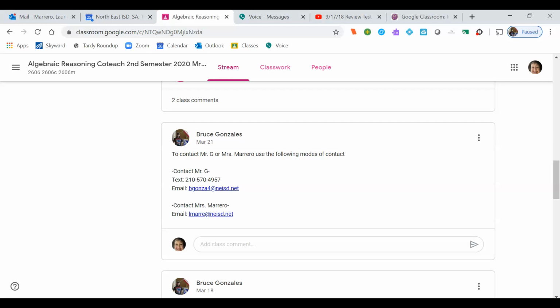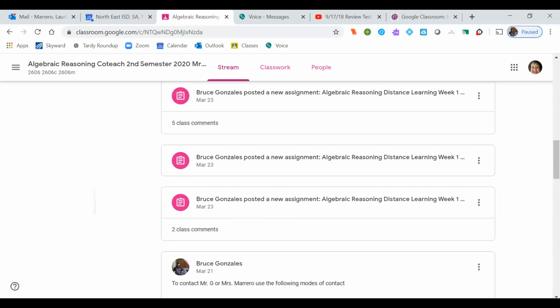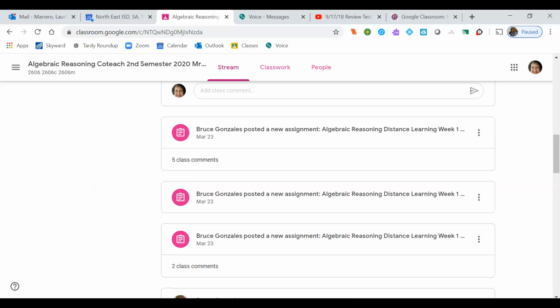If you have specific questions, I'd really like for you to text me or email me your question, and I can get right back to you. If I had to say my preference, I'd say text me because I can immediately get back to you. I can send you screenshots. Just texting is kind of easier in my opinion. But you can also email me, and if you want to get a hold of Mrs. Marrero, you can email her at this email right here. Great. And then these assignments were posted.